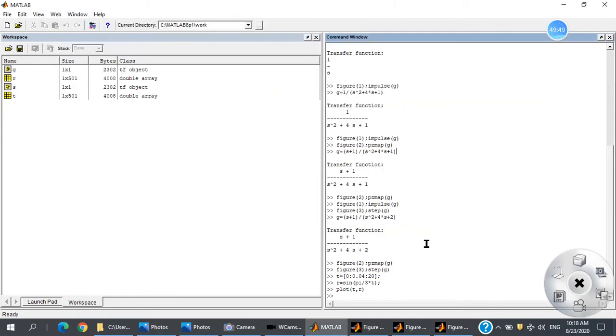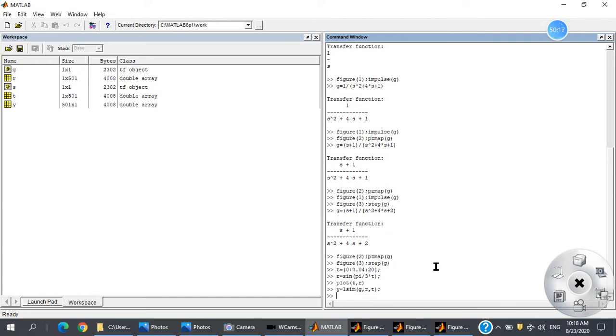Now let's use R as input. We want to find output Y. We use this function, lsim. L means a linear system, and sim is simulation. The system is G, the input is R, and the time duration is T. Then we put the output in Y, and we can plot. I use figure.